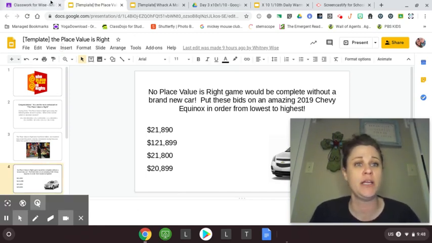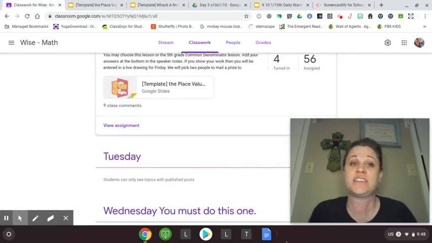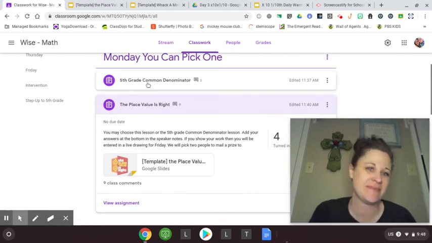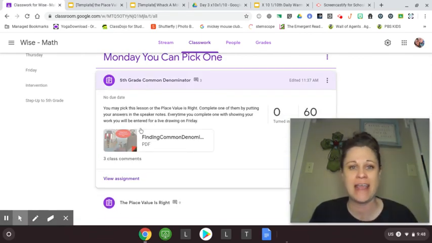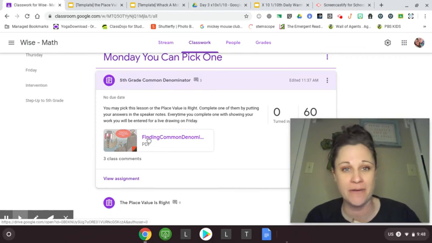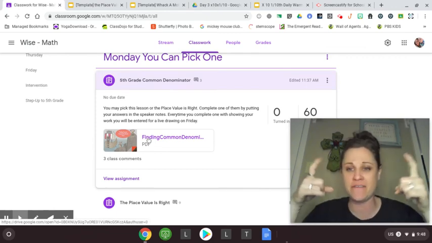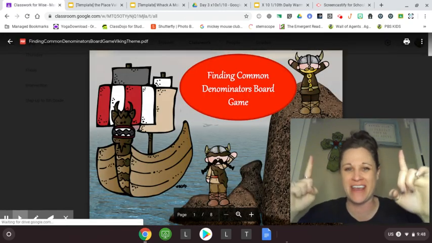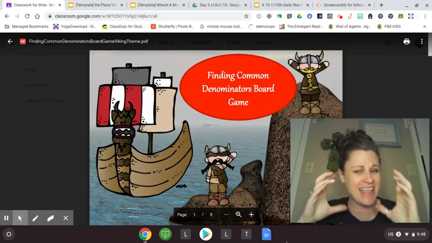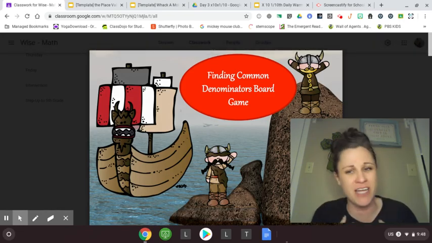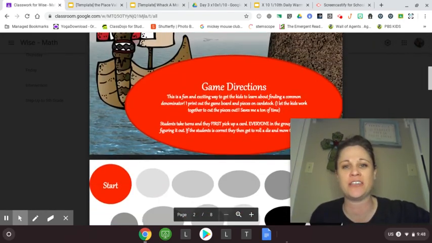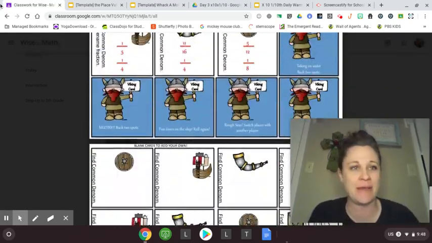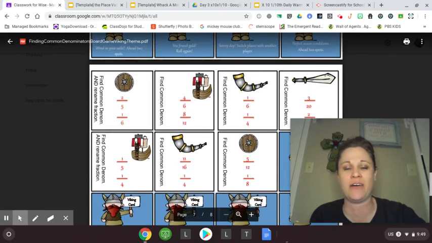Or you may do, if you think it's easy for me, I need a challenge. Guess what? You can do the 5th grade work. And this one's finding common denominators, okay? And it's going to have a video up above it about how to find common denominators just in case you forgot. But I know we've talked about it, so I know you should know how to do it. I'm going to have to change it. That's not the right one. They're in a Google slide. I'll get it right in a little bit.